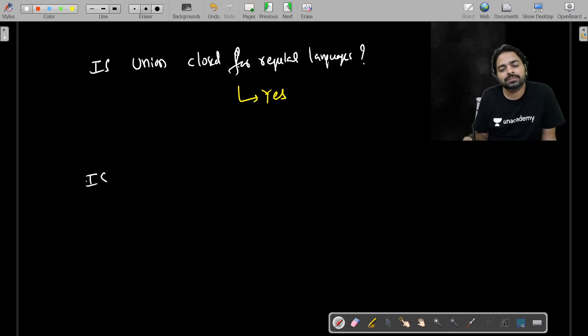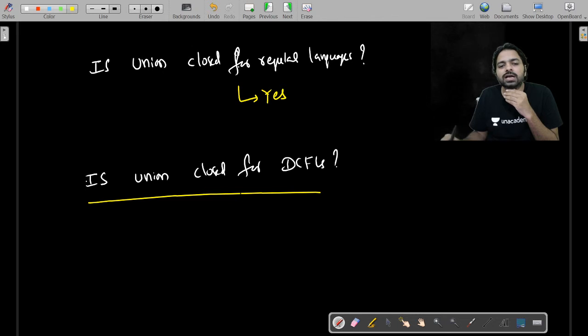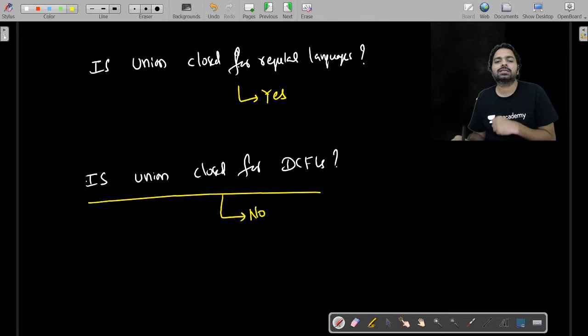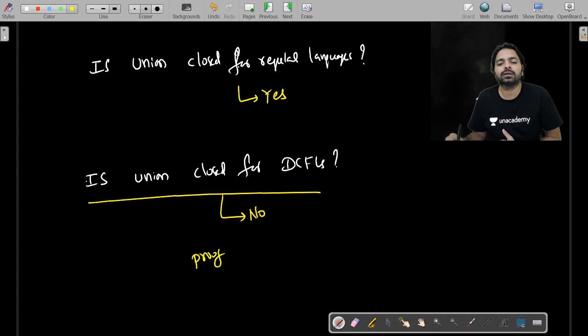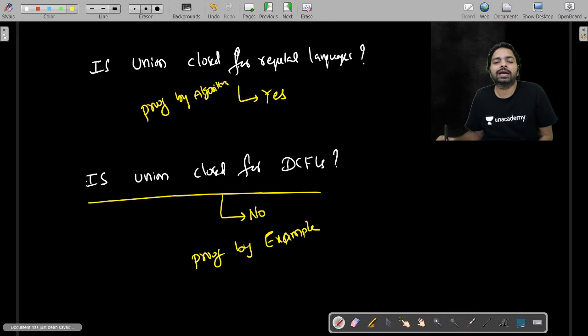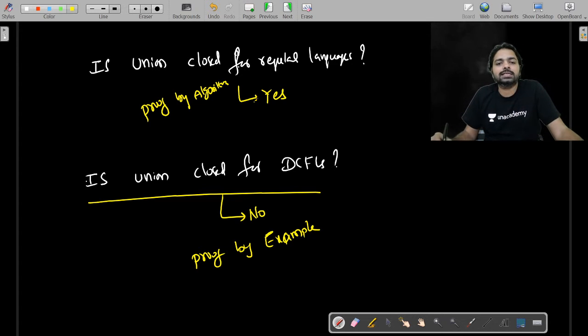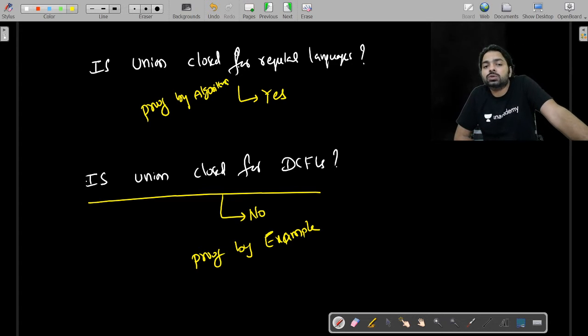And is union closed for deterministic CFLs? We say no. Union is not closed. The reason is we have a proof by example. We have an example to prove it. For regular languages, we have an algorithm to prove why the union of two regulars is also regular. This is how we can convert even closure properties to decision properties, but understand these two statements.